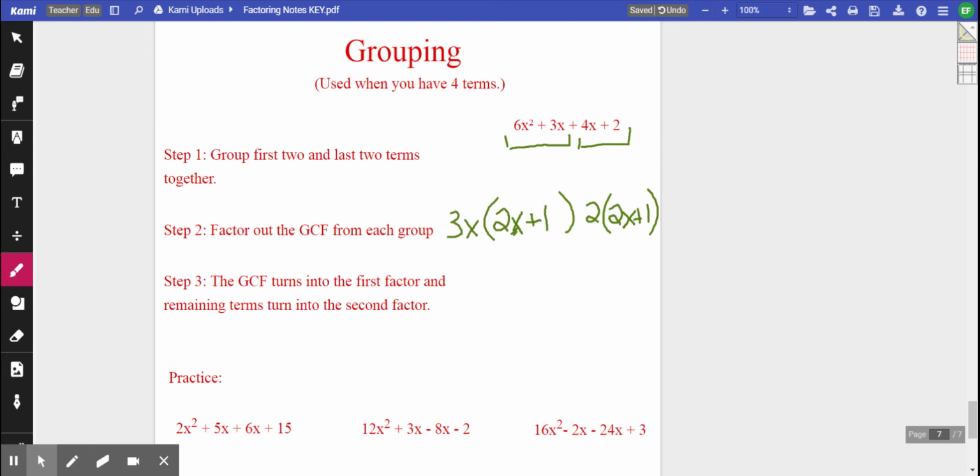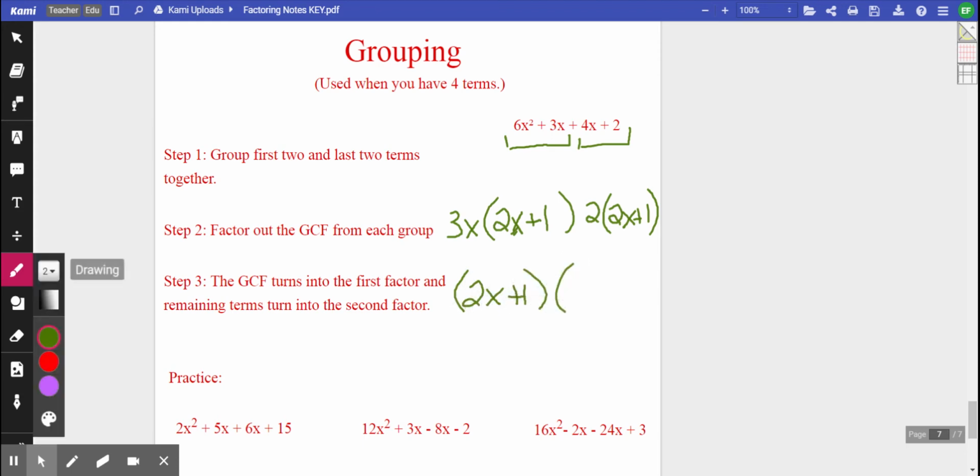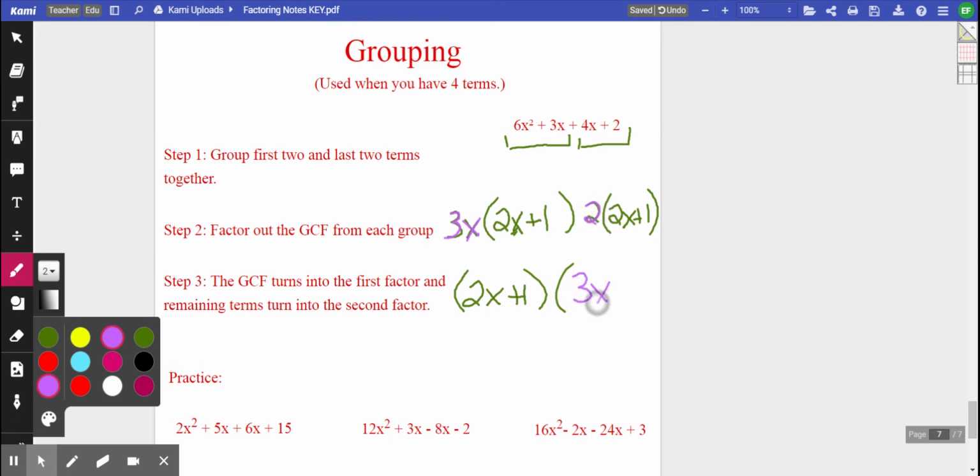So if they are the same, then that turns into the GCF. So that's our first factor. And then what you're left with, so we're left with a 3x and a positive 2, right? So this 3x and this positive 2 will go in our second set. And we're done. All right, let's do it again.